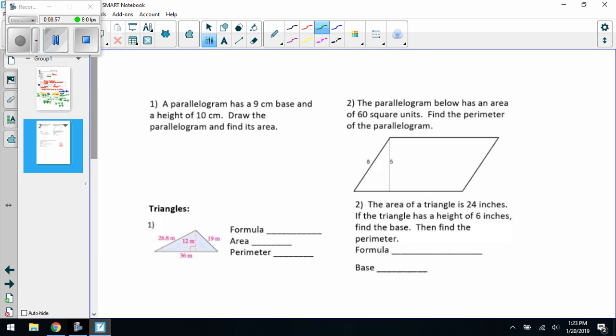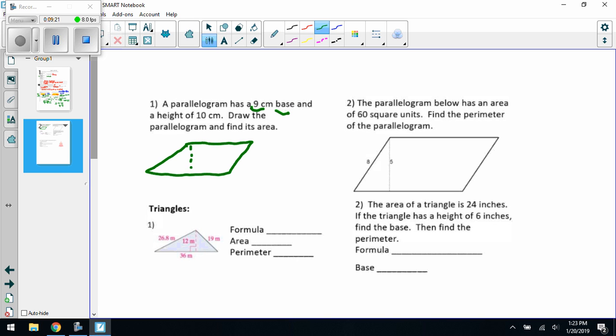Some more examples. Move on to the second page of your notes. Number 1 says a parallelogram has a 9 centimeter base. So I'm going to underline the 9. That's pretty important, and that's the base. And it has a height of 10 centimeters. It actually tells you to draw the parallelogram and find its area. So we're going to do that.